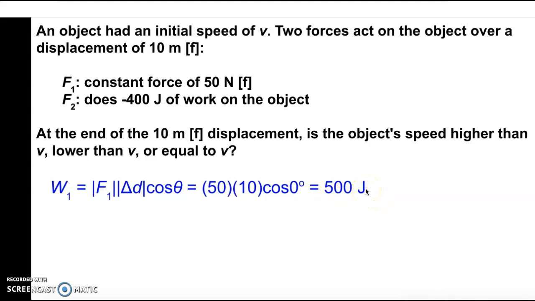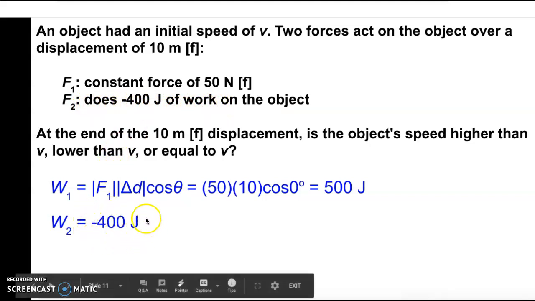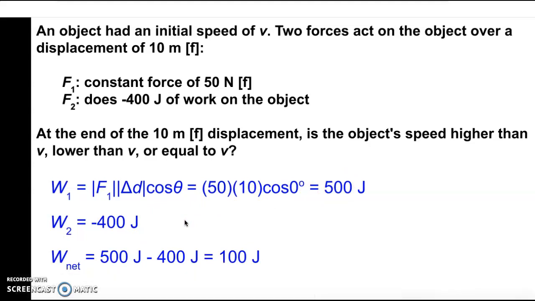And then work 2 is already done for us. You've got to read these questions really carefully. It says force 2 does negative 400 joules of work on the object. So I don't have to calculate anything; the work is already given to me. It's negative 400 joules. So I put the two of them together to get the net work: positive 500 and negative 400 results in positive 100 joules.